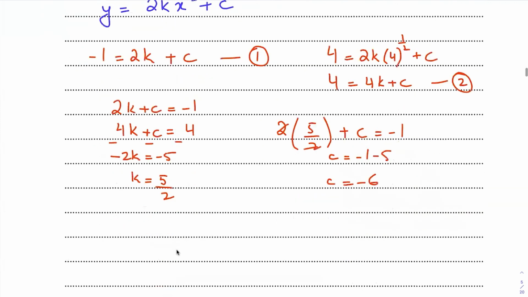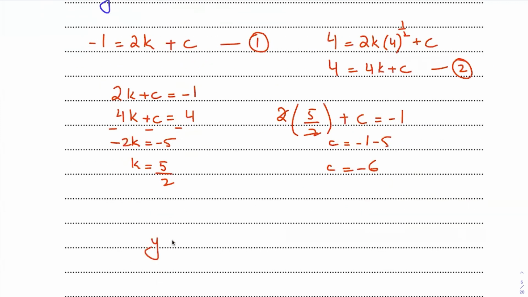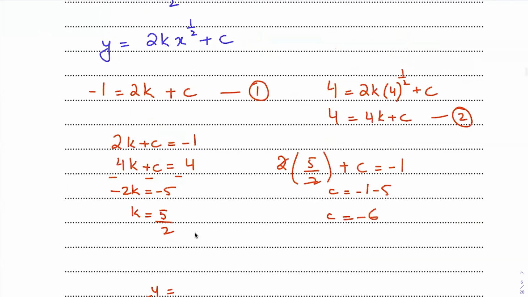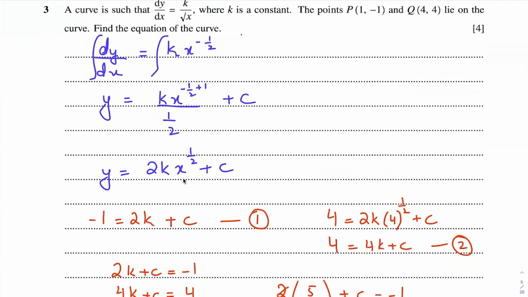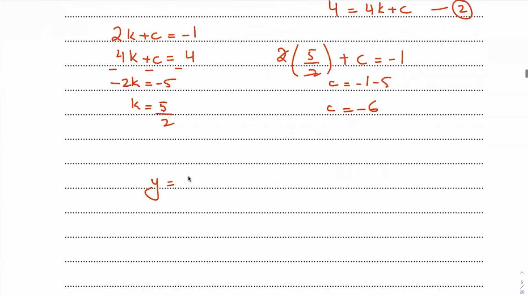So the equation of the curve would be y is equal to 2k root x plus c. So 2 times 5 upon 2, that is 5 upon 2, into root x plus c, so c is -6, so we get -6. So the final equation would become y is equal to 5 root x minus 6.